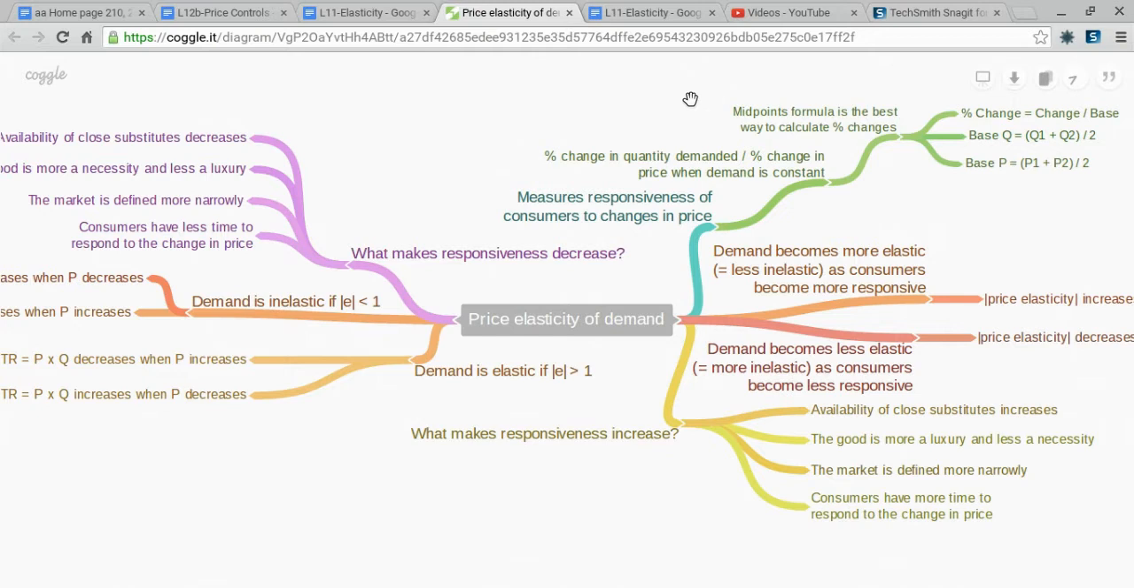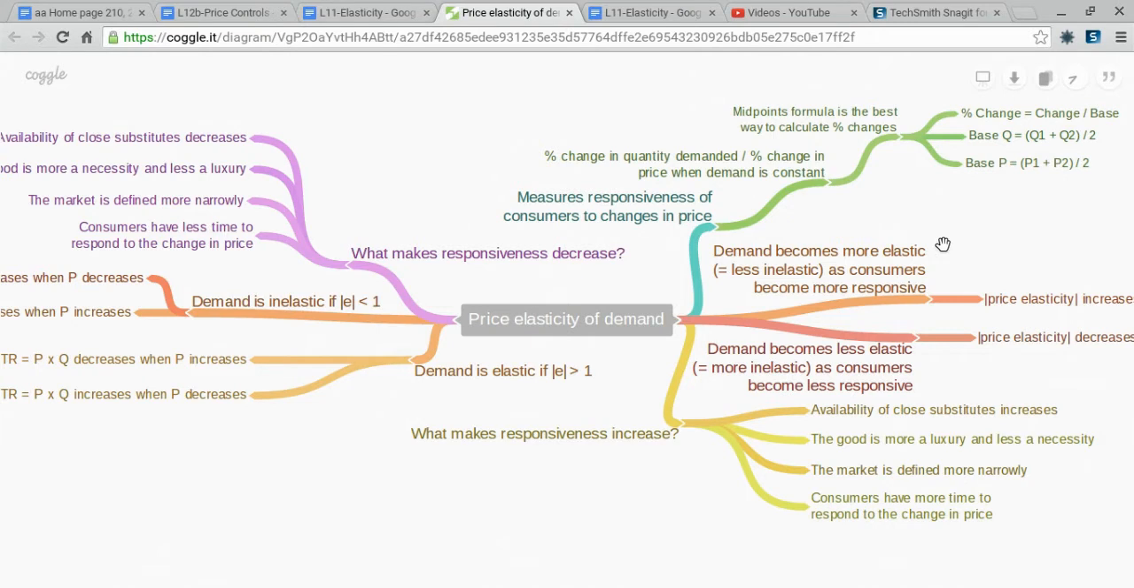The best way to calculate this ratio of percentage changes is to use the midpoint formula to calculate the percentage changes. A percentage change is a change divided by the base value. Well, when we have prices and quantities changing, it's pretty easy to find the change in quantity. It's the difference between the two quantities. The question, though, is what do we use as the base? We could use the initial quantity or the final quantity. The midpoint formula uses the average of the two quantities as the base. And similarly, the midpoint formula uses the average of the two prices as the base price.